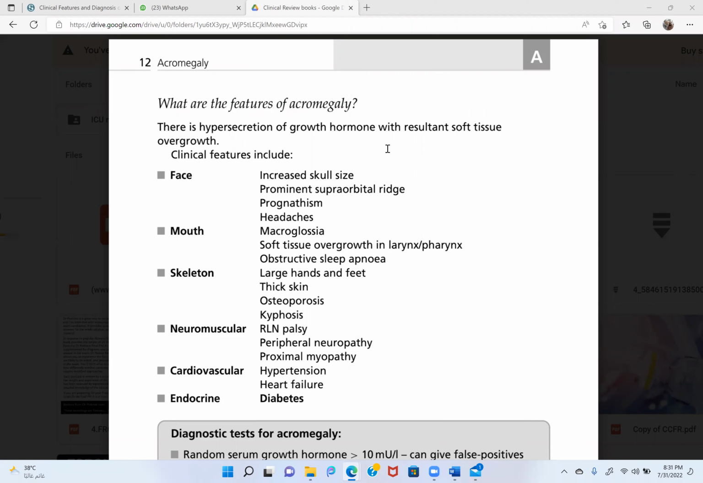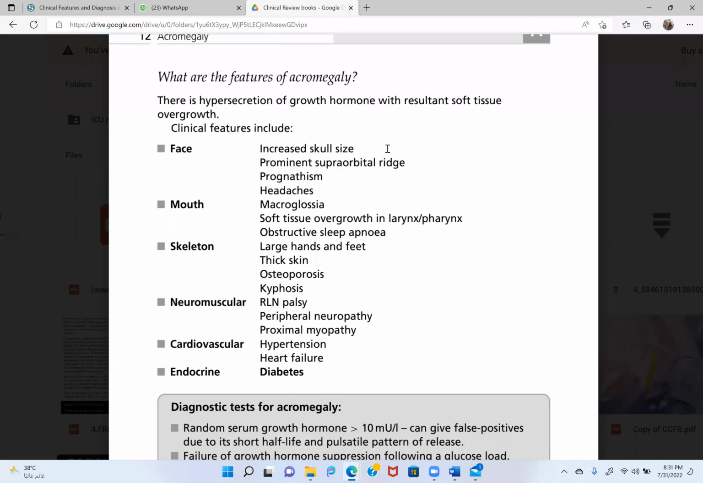So usually the growth hormone affects the whole body, and if there is growth hormone excess after puberty, there is increased skull size, prominent supraorbital ridge, prognathism, headaches, macroglossia, and chances of obstructive sleep apnea. There is a problem in laryngoscopy and intubation. Because growth hormone causes hyperglycemia, there are chances of diabetes. There is small vessel arteriosclerosis, leading to hypertension and ischemic heart disease. These are the things related to growth hormone.